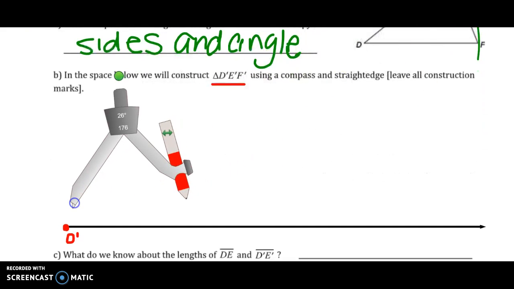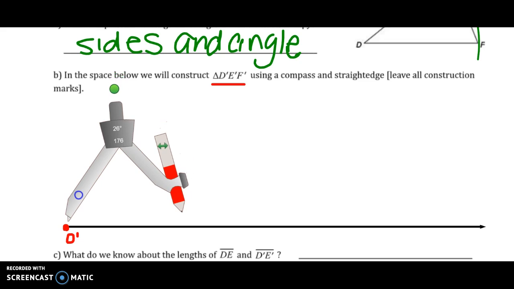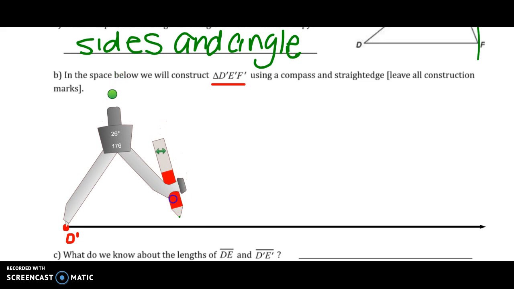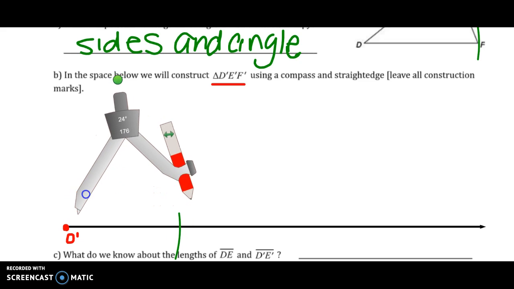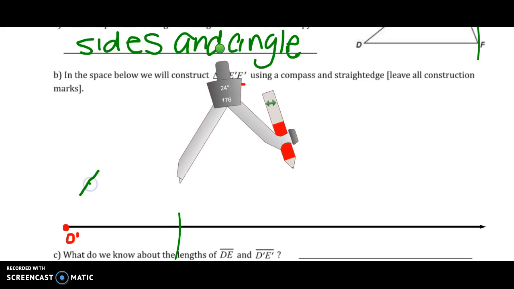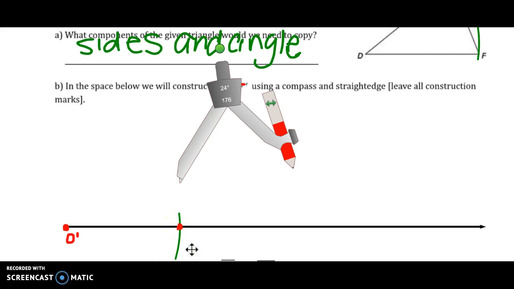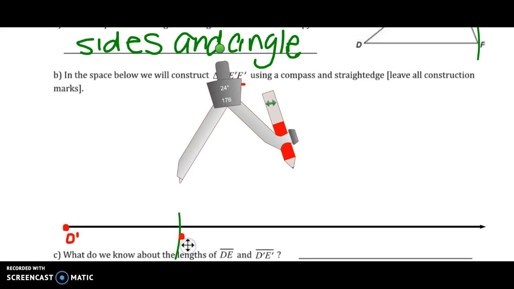We're going to transfer our compass down to our new diagram, and we're going to make an arc. And where that arc intersects the line will be where F prime goes. And for some reason my pen is, there we go, F prime.